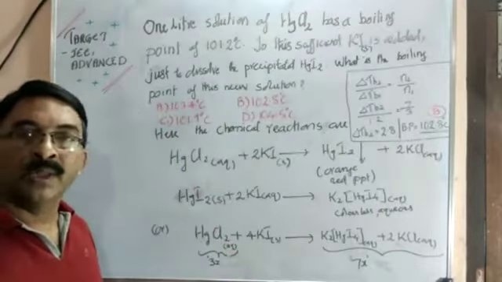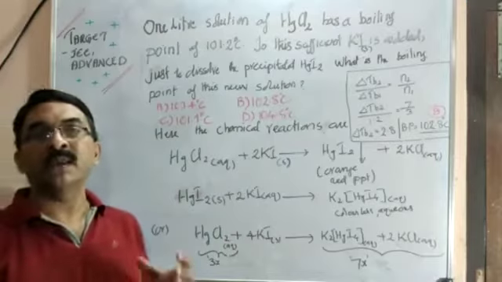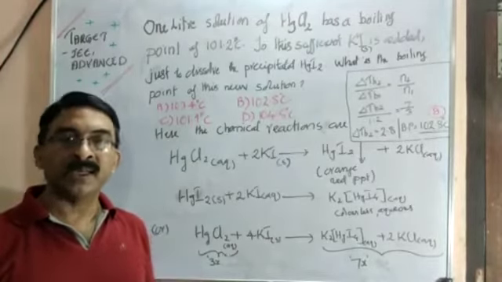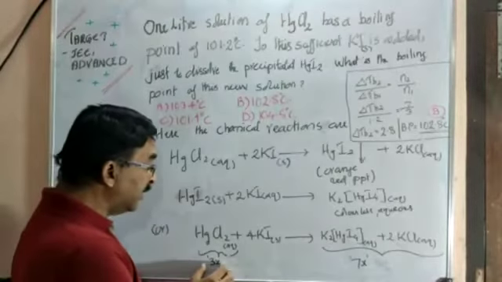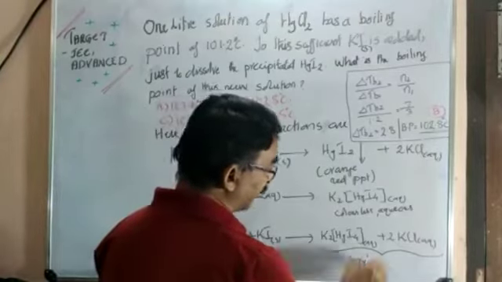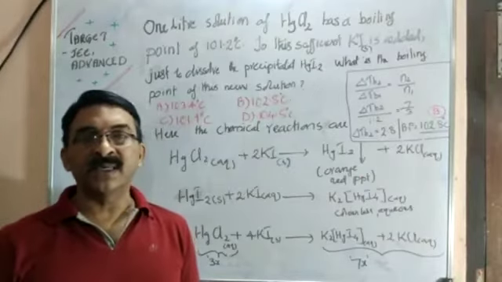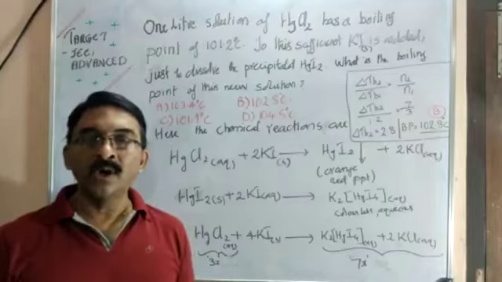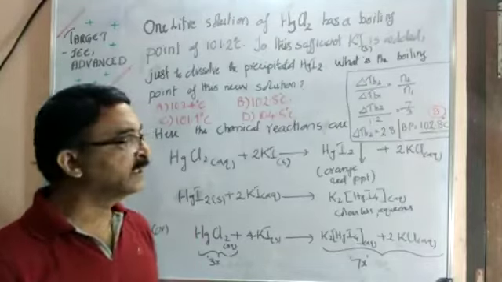We know colligative property depends not on the molar concentration of the molecule, but of the particles. Here these particles are ions. That's why we count the ions. So 3x moles of ions get converted to 7x moles of ions. Then we know that all colligative properties are directly proportional to the number of particles.